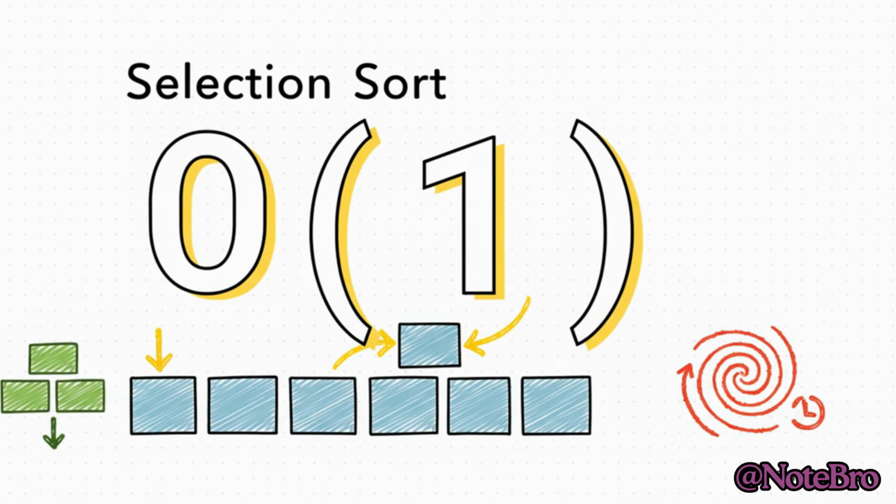But there is a massive silver lining. Its space complexity is O of 1, or constant space. Remember how we said it was in place? This is the payoff. It only needs a tiny, fixed amount of extra memory to do its job. It doesn't matter if you're sorting 10 items or 10 million. That is incredibly memory efficient.